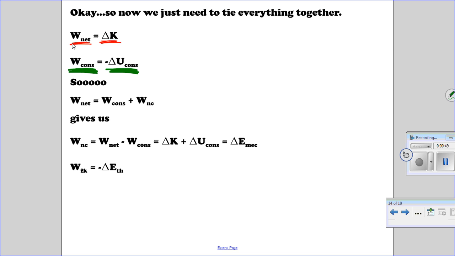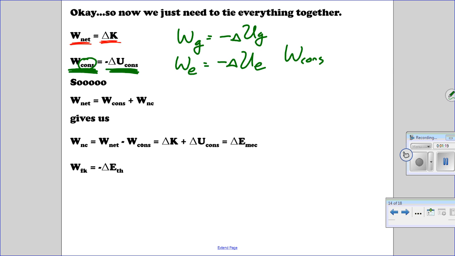Now, this notation is a little bit weird. I'm not positive I've used this notation before. So CONS here means conservative. So basically what this is saying is, if you calculate the work done by gravity, that's the opposite of the change in gravitational potential energy. And if you calculate the work done by a spring, that's equal to the opposite of the change in elastic potential energy, okay? And so technically I probably could have just written this: the work done by conservative forces, all conservative forces, including gravity and a spring, would just be equal to, oops, forgot my negative sign, the opposite of your change in potential energy, okay?